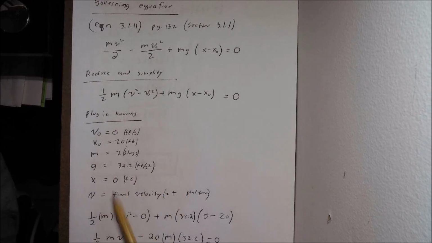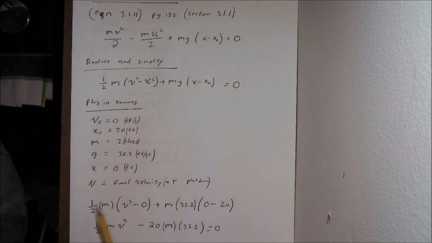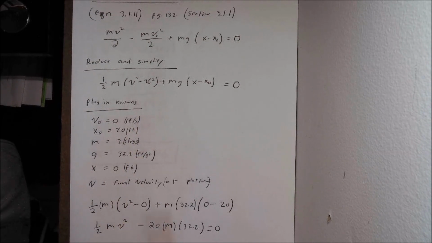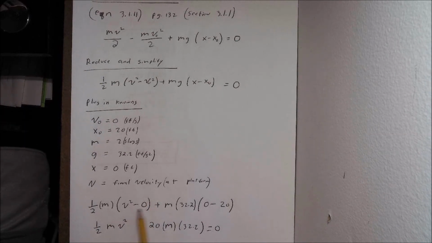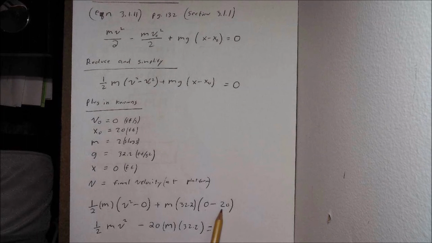Our final position is now 0 feet when it hits the height of that platform with our new reference, and v is what we're searching for, our final velocity when it gets to that platform height. So I can now plug those values into my governing equation. This becomes 1/2 m, leaving the m's the same because I know they're going to cancel out, times v squared minus 0, initial velocity of 0, plus m times 32.2 feet per second squared, times final position minus initial position. Final position is 0 when it reaches the platform height. Initial position is 20, where we're releasing it from.